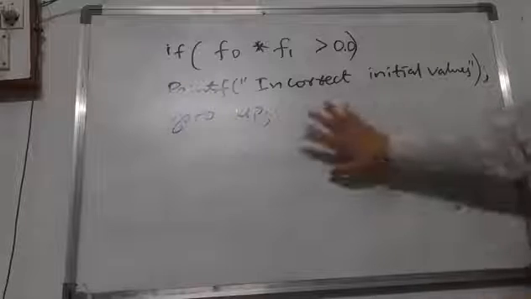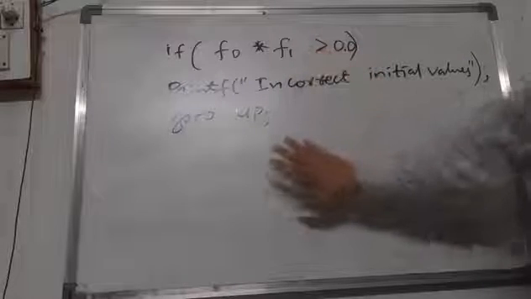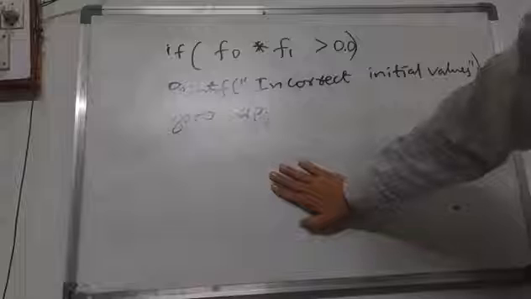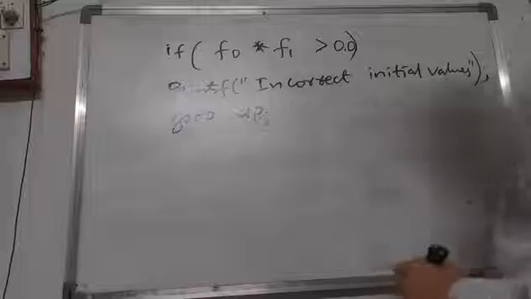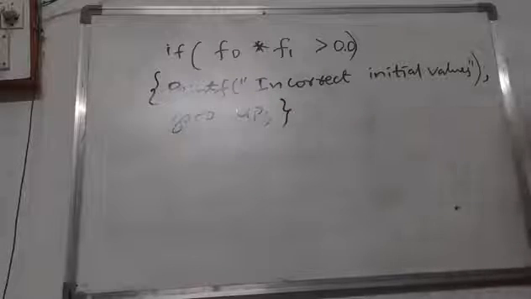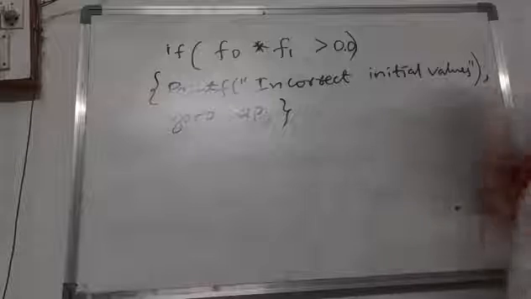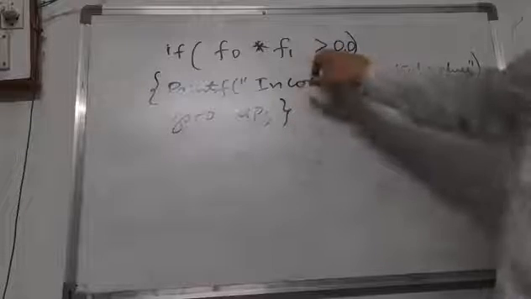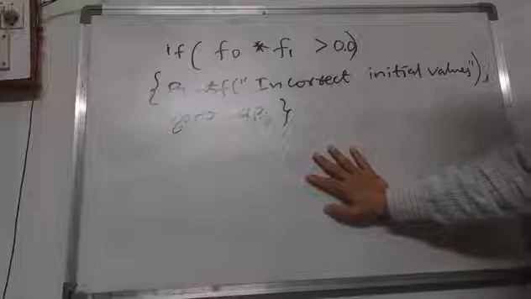Now if this statement is wrong, meaning the product is less than 0, then it will go to our calculation process and execute it. This is an if condition, so definitely it should be in braces. Now this block will be skipped if the statement is false. It is skipped and we come to the next statement, which is printf.